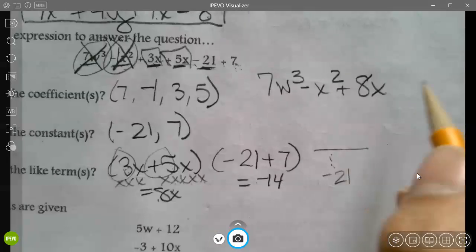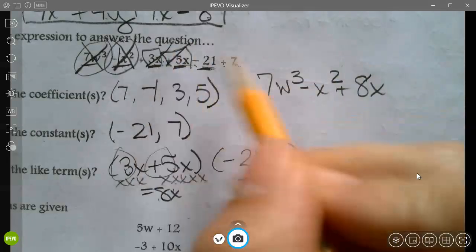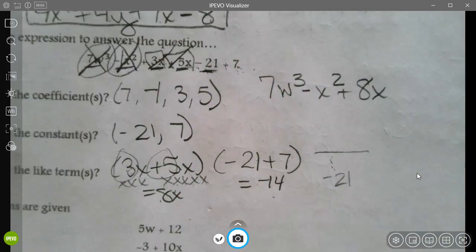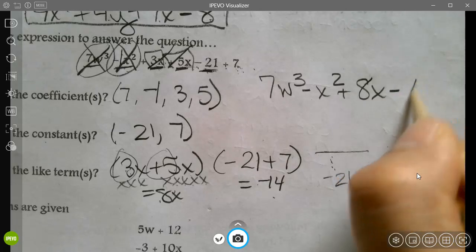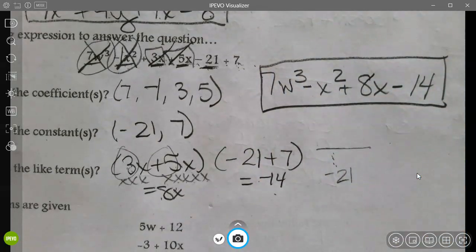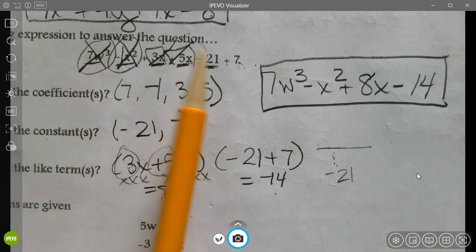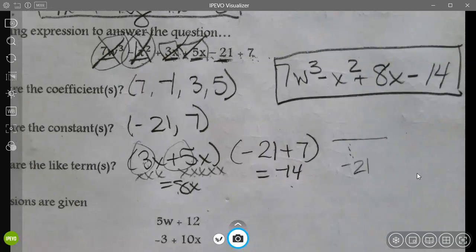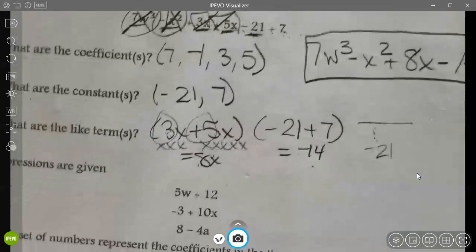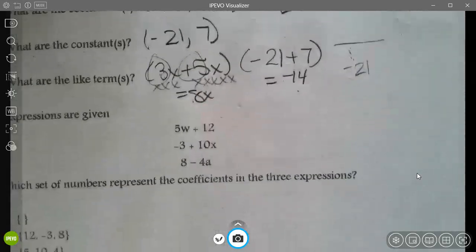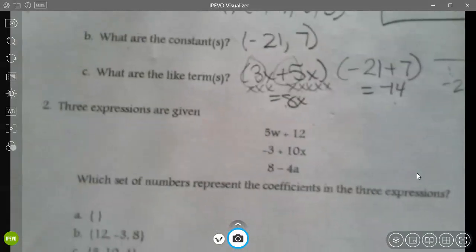So I'm going to go ahead and just write that. Cross those off. And then my constants, I could combine, and it gave me a negative 14. So I'm going to put a minus 14. And here is my new expression. I went from 1, 2, 3, 4, 5, 6 terms down to 1, 2, 3, 4 terms. And that is really going to help you in next year's math solving that, being able to simplify your expression.